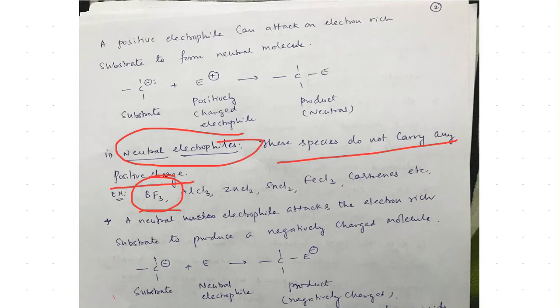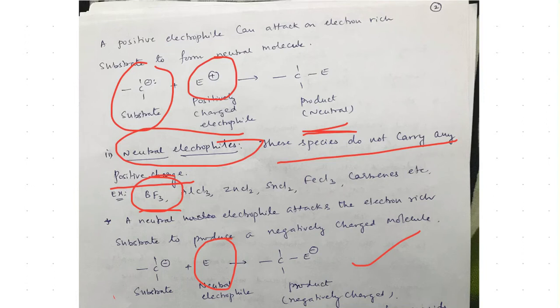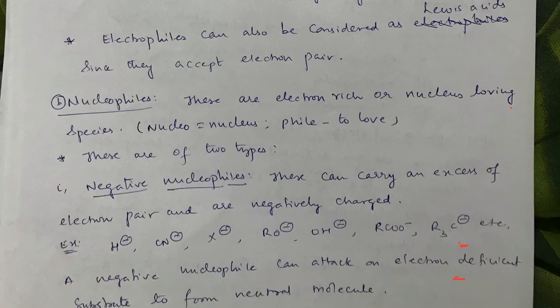If you observe the difference, a neutral electrophile attacking a substrate which carries electron density gives a negatively charged product, whereas a positively charged electrophile attacking the substrate gives a neutral product. Understood the point, children? Similarly you can check it. These are the two types of electrophiles. Hope you understand. Now let's move on to the next part, the nucleophile.